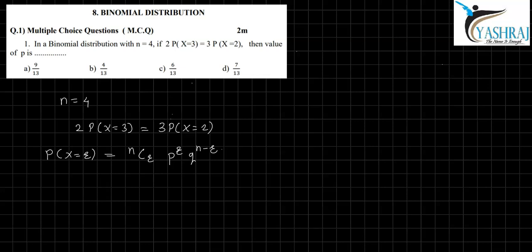So here, in case of our LHS, r value becomes 3, so we might get 2 times n value is 4, so 4C3 into p to the power 3 into q to the power 4 minus 3 becomes 1, is equal to 3 times. Now in case of RHS, r value becomes 2, so we might get n value is 4, C2 p to the power 2 into q to the power 4 minus 2 becomes 2.